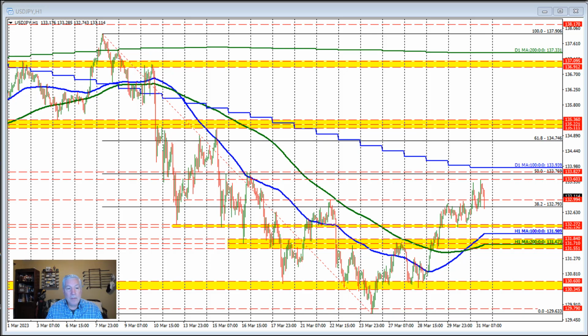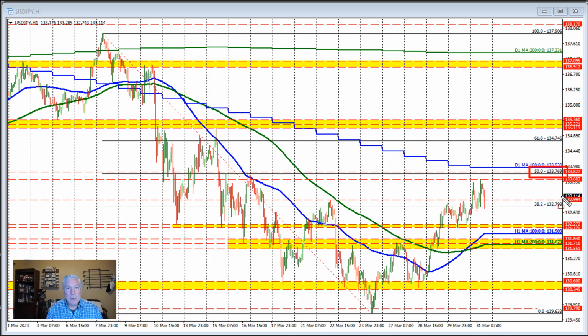That was short of the 50% midpoint. That's this level right here at 133.769. We were looking toward that level. As you can see in trading today, in between these dashed lines, we had up, down type of price action.